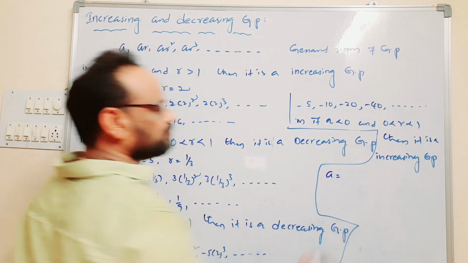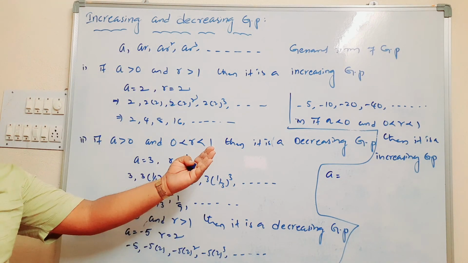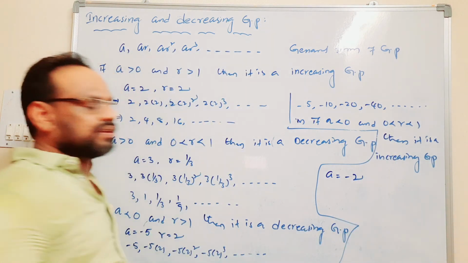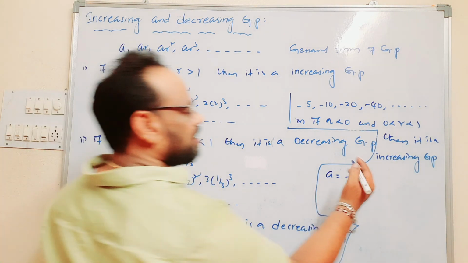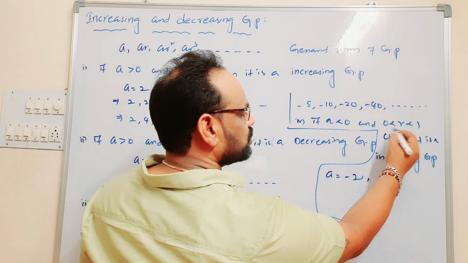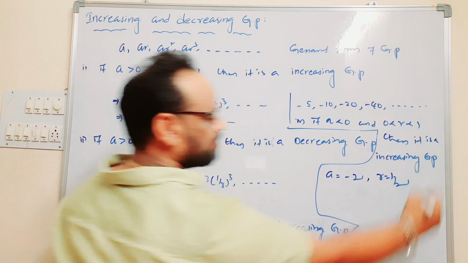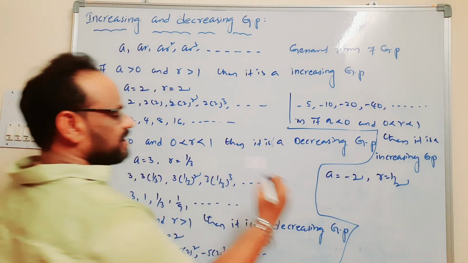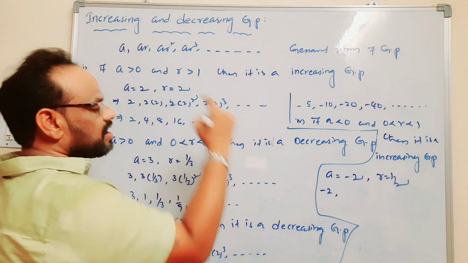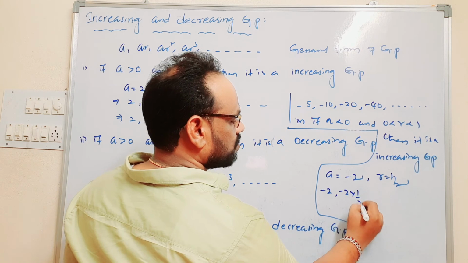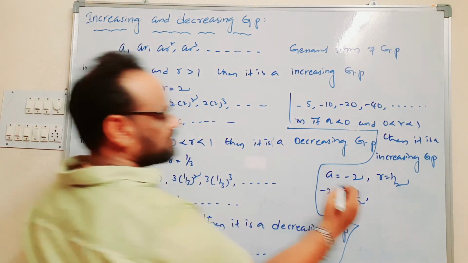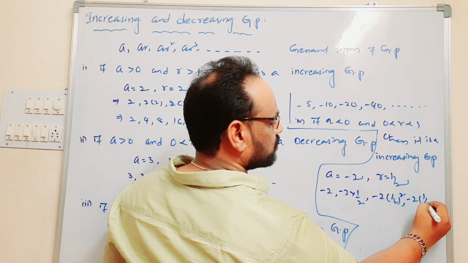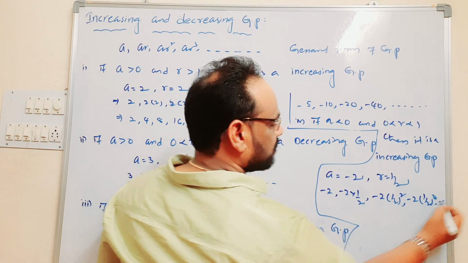A value is less than 0, take minus 2. A value minus 2, and R lies between 0 and 1, take R is equal to 1 by 2. Write the GP here. A means minus 2, AR means minus 2 into 1 by 2, AR square means minus 2 into 1 by 2 whole square, AR cube means minus 2 into 1 by 2 whole cube and so on.